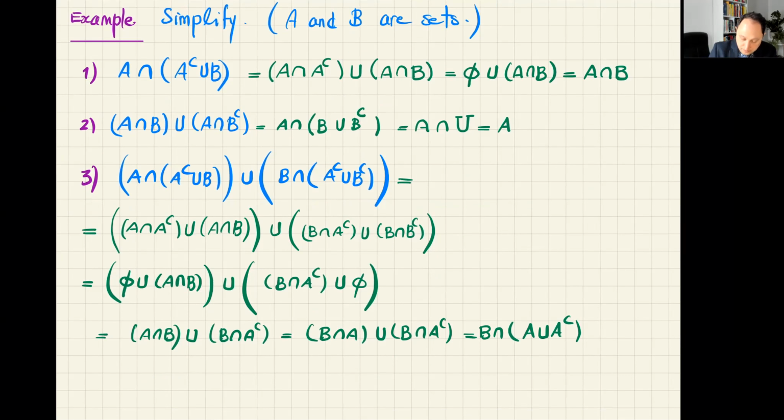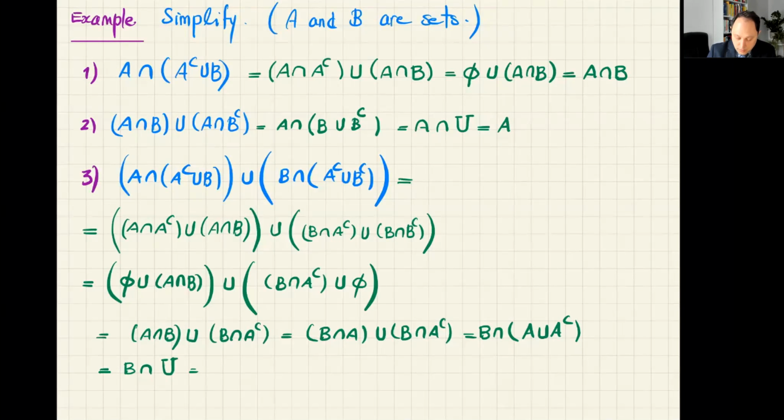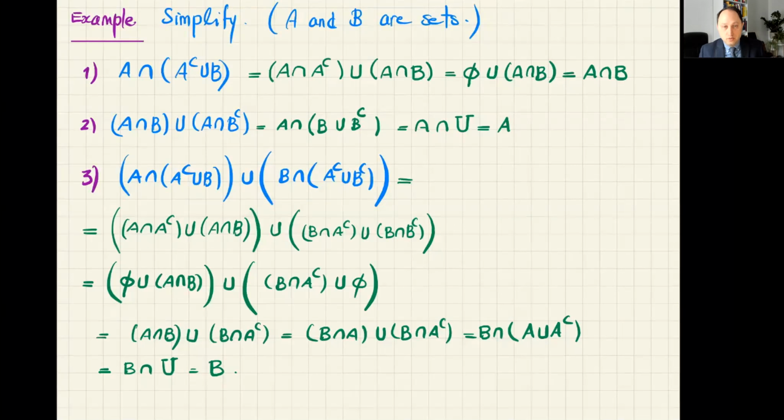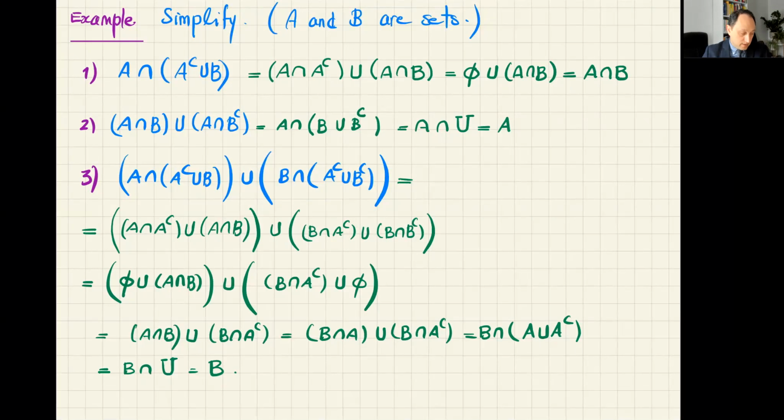But then again, there is a rule for this. A union A complement is the universal set, so it becomes B intersection the universal set, and B intersection any set is the set itself. So this big expression is nothing except B itself. So you see that if you learn the algebra of sets, you can also manipulate a little bit more complicated set expressions. Is that clear?